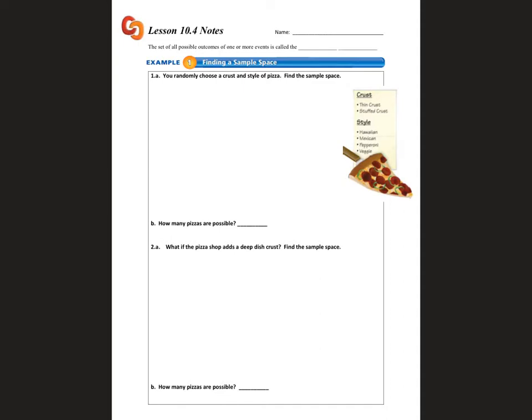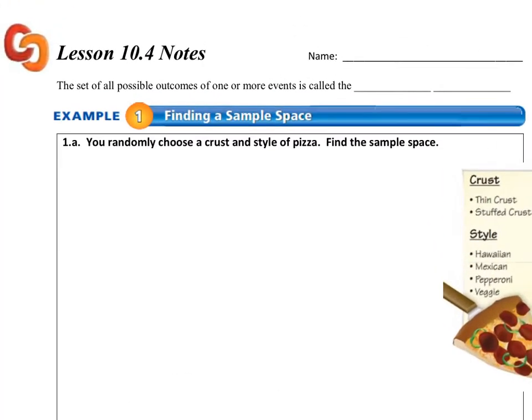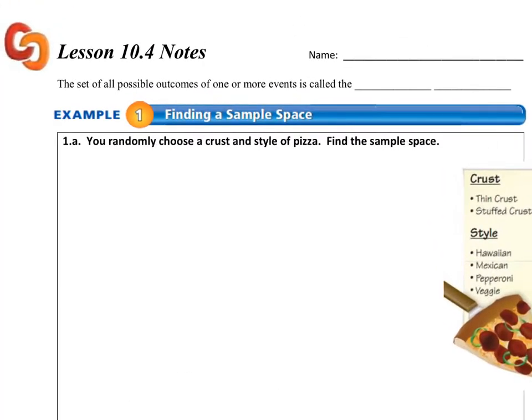We are going to first look at something called the sample space, okay? The set of all possible outcomes of one or more events, so now we're going to be looking at multiple events happening at the same time, is called the sample space. Okay, so it's all the possible outcomes of one or more events.